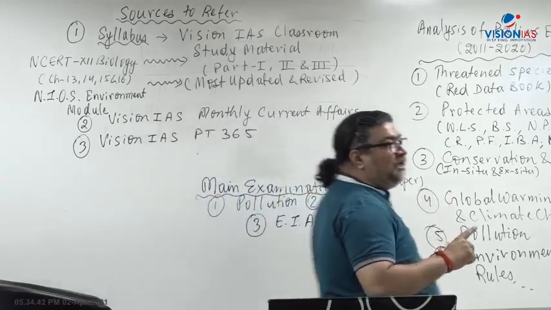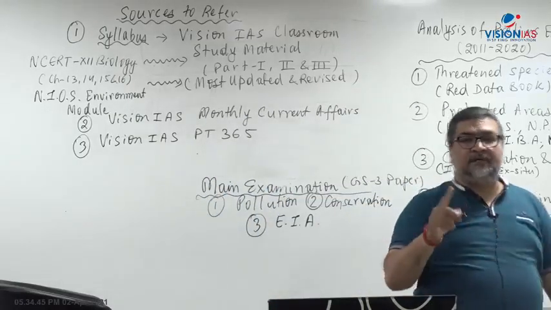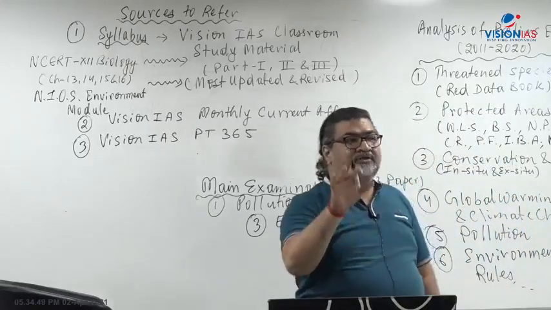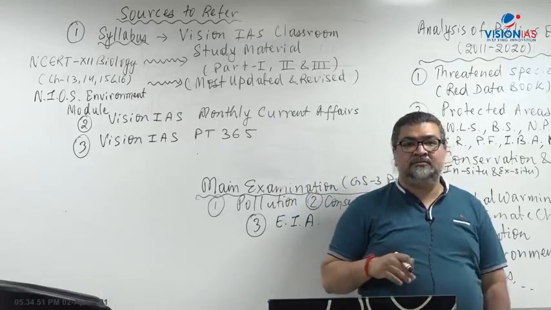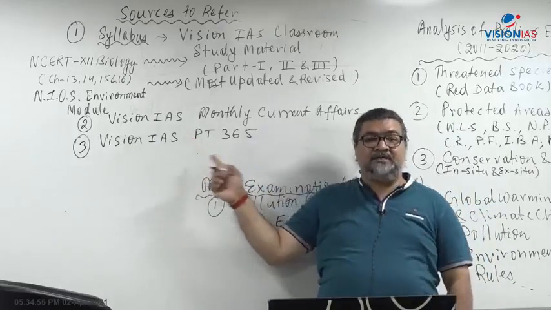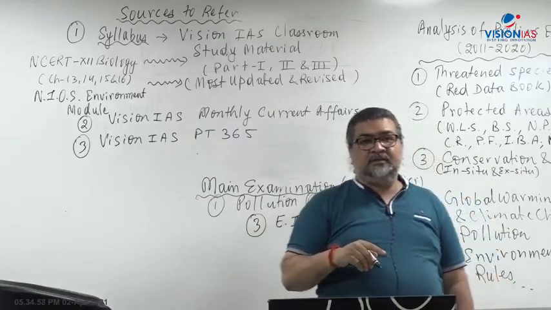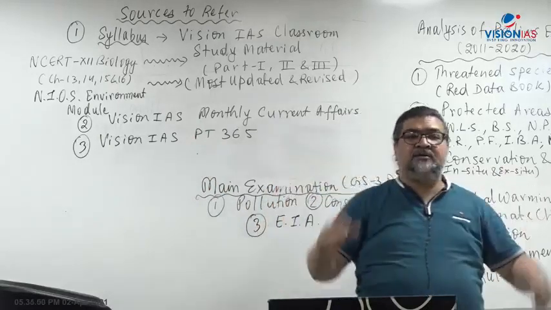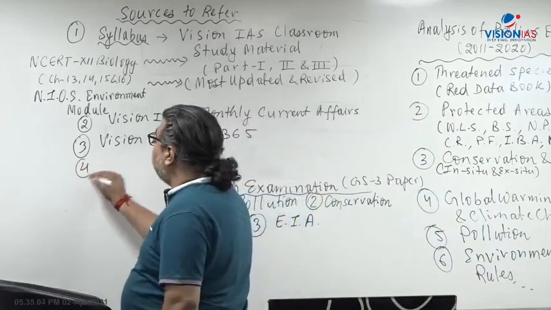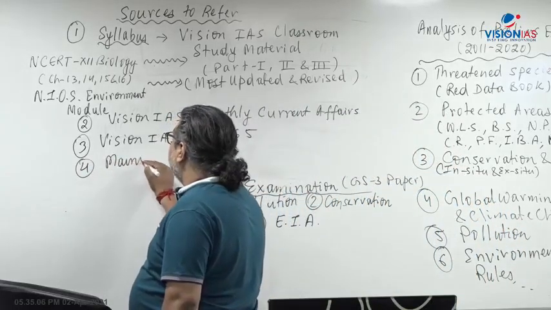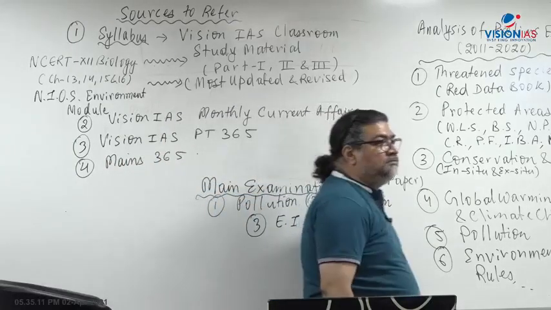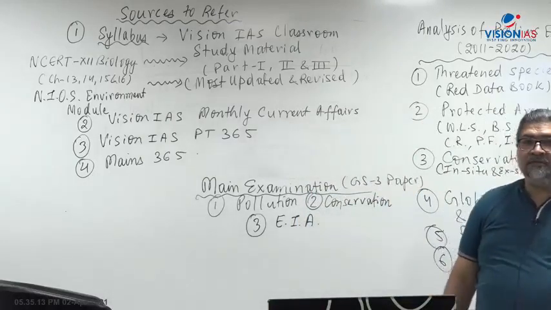PT365. PT365 is a very important document which covers the entire 1 year of current affairs on environment and ecology, and it covers various sources. If you are following the monthly current affairs magazine plus Vision IS PT365, it will cover you broadly from the current perspective. And then for the main examination you have Mains 365, a document and the classes for that.